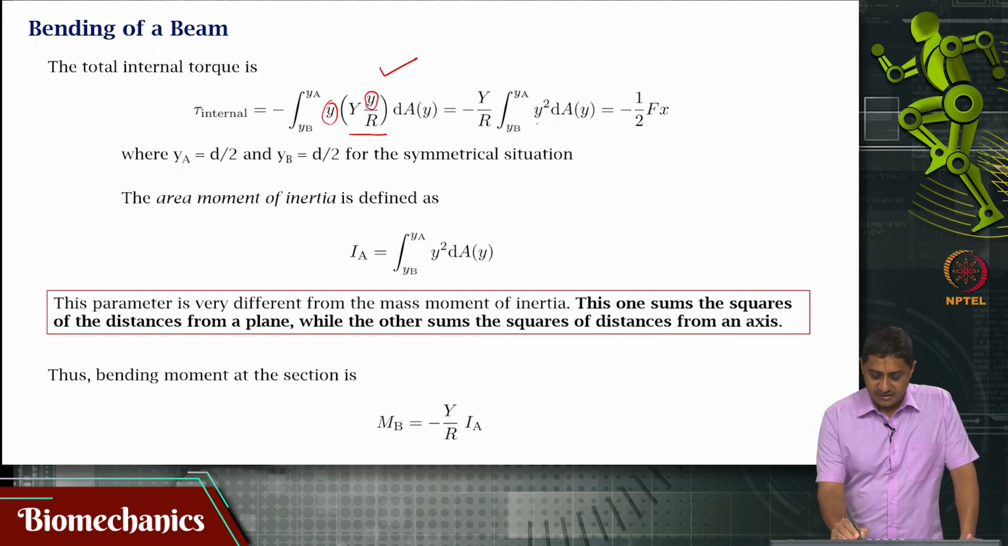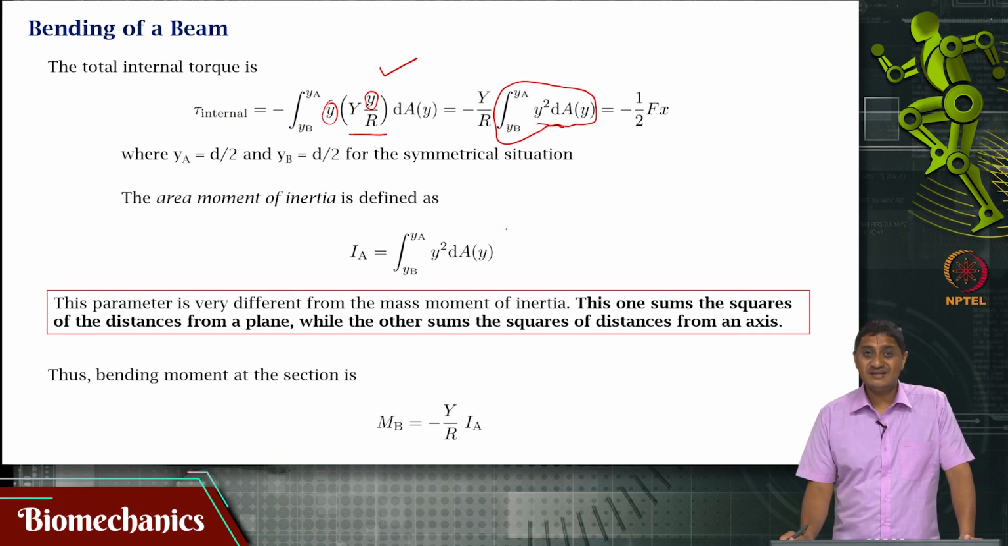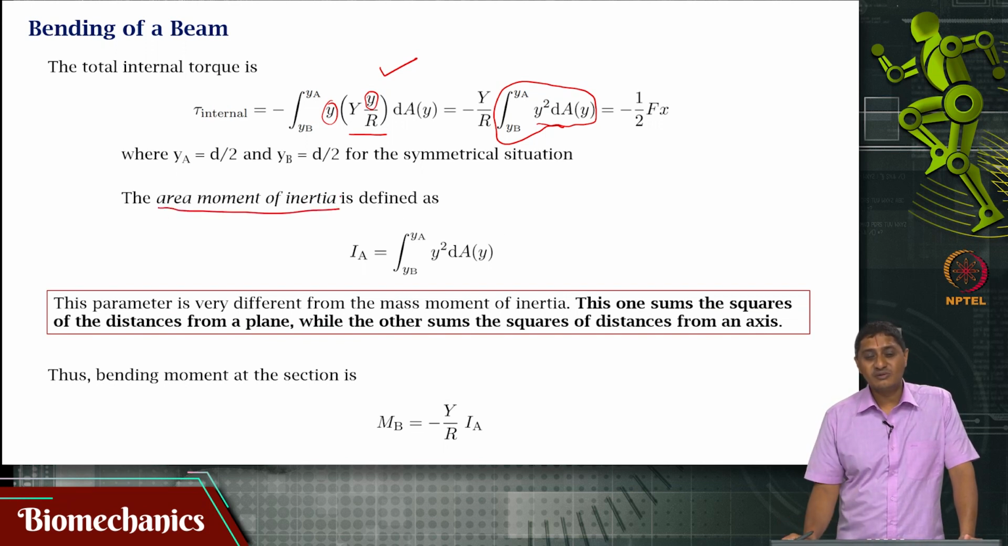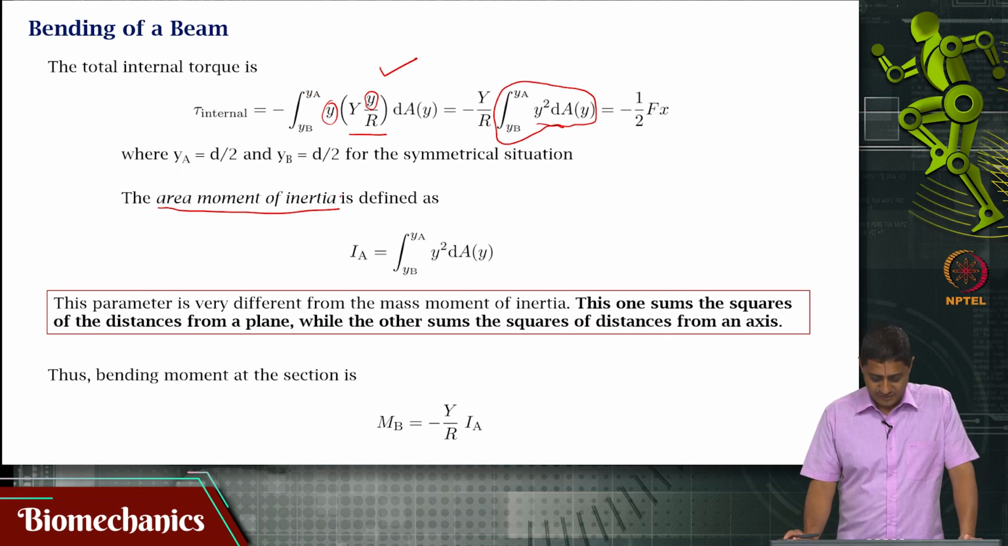I can actually define this as the area moment of inertia. This integral from ya to yb of y squared dA of y is the so called area moment of inertia. This is different from the regular moment of inertia, the mass moment of inertia that we know, right. This sums the squares of the distances from a plane, whereas the mass moment of inertia sums the squares of the distances from an axis, right. So, this is y squared dA of y.